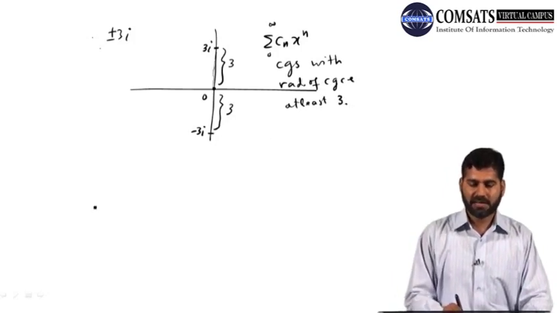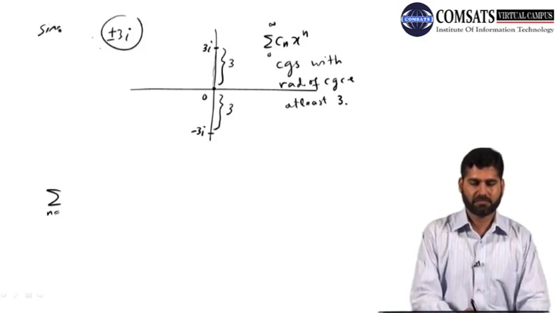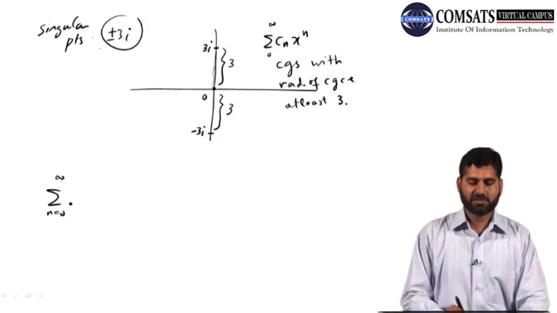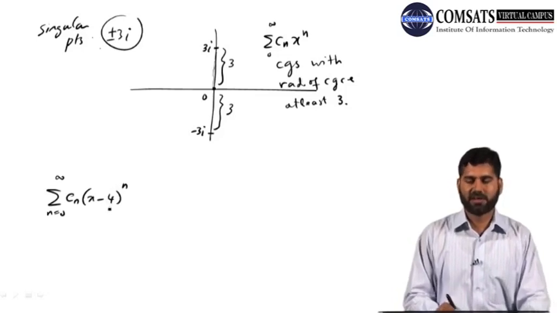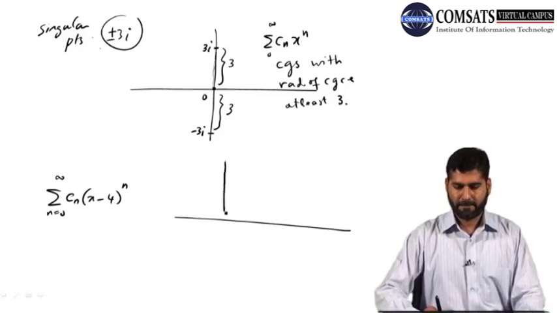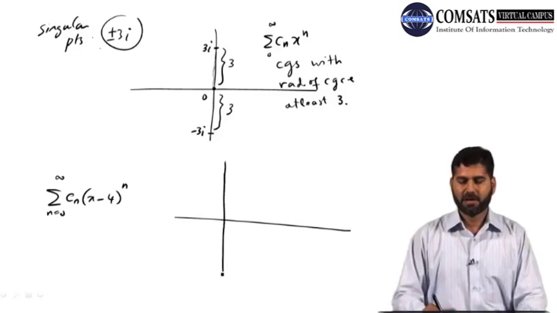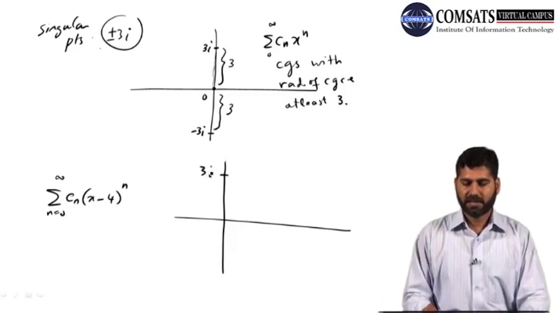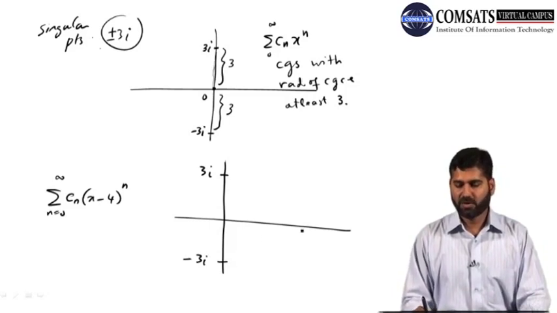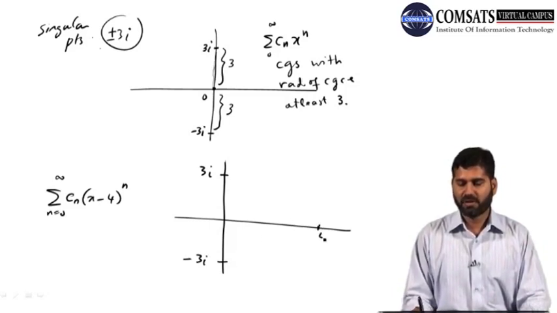All right. Now he said, what if you write the series solution of this form, c_n (x minus 4)^n? It means 4 is another ordinary point. Now this is 3i, this is negative 3i. All right. And now your point is 4. This is the ordinary point 4, right?